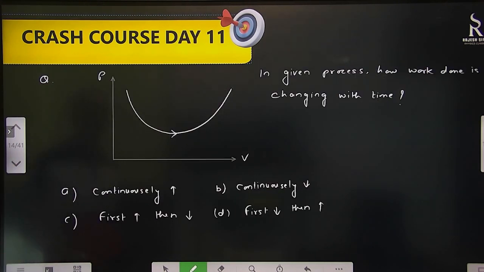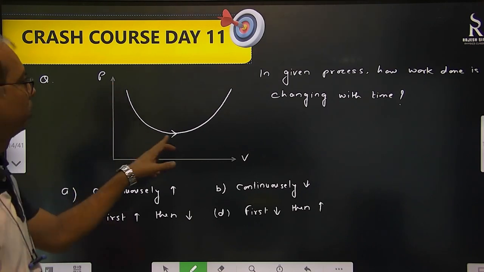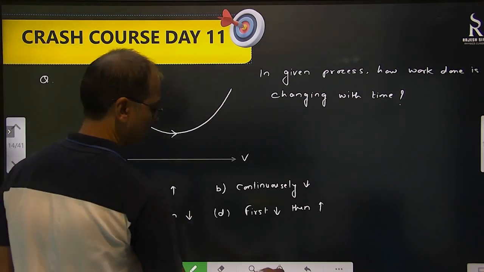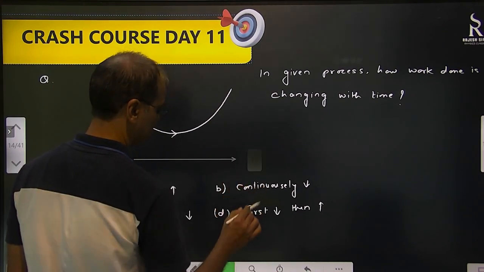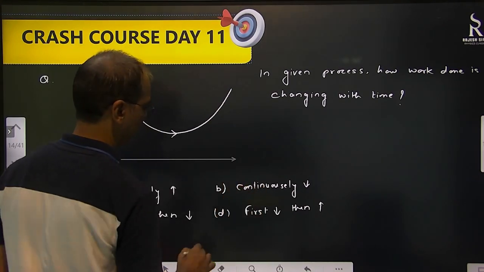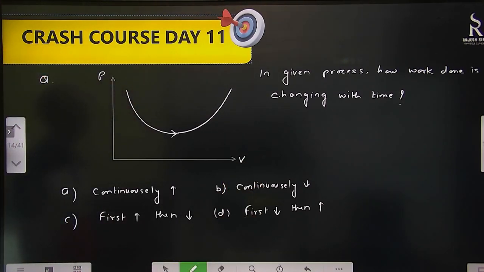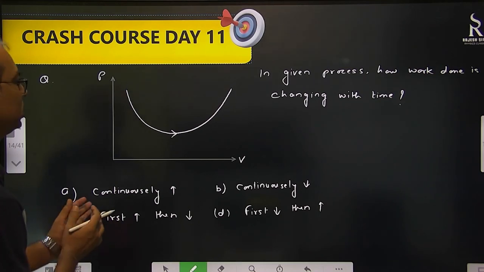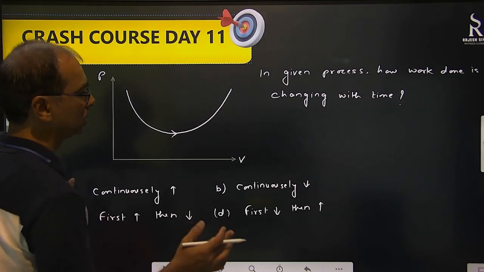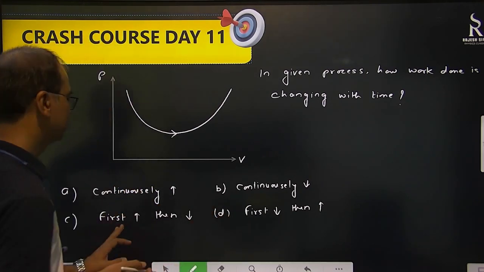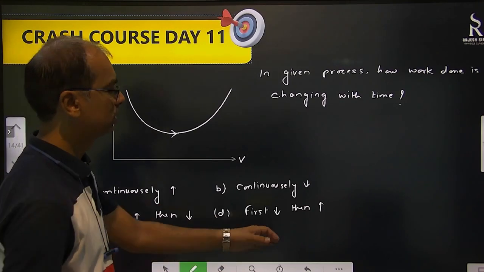Okay, what is this now? PV graph is given and this is how the process is. In given process, how is work changing with time? With time. So one change in the question. That's okay, fine. How is work changing with time? That means as the time is passing, how is work changing? Continuously increasing, continuously decreasing, first increases then decreases, first decreases then increases.